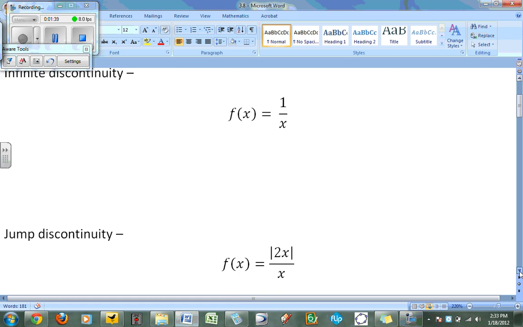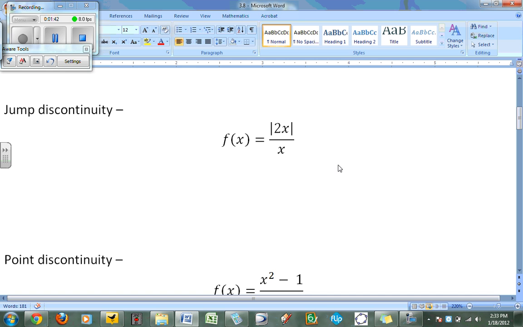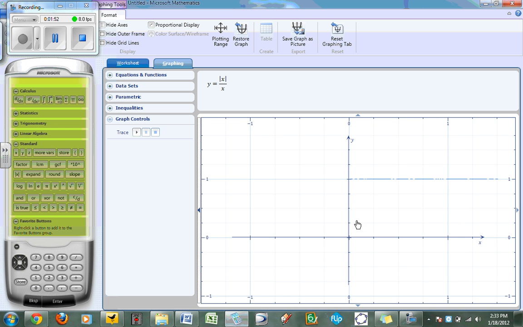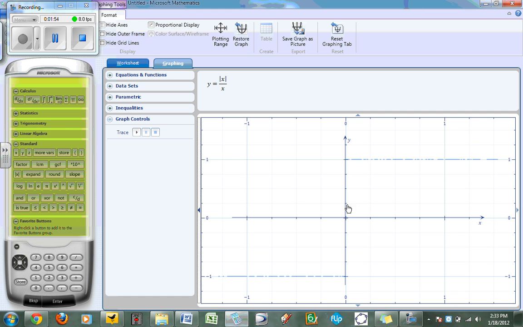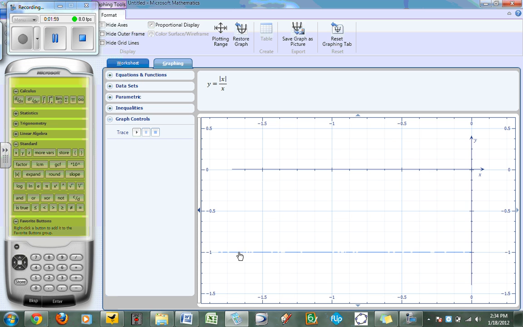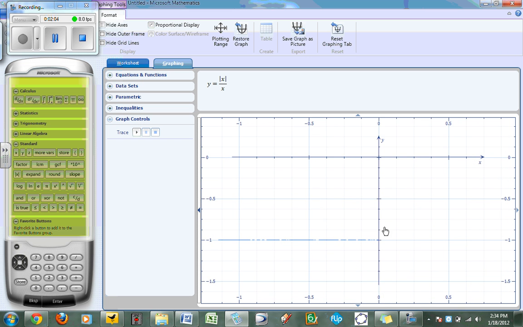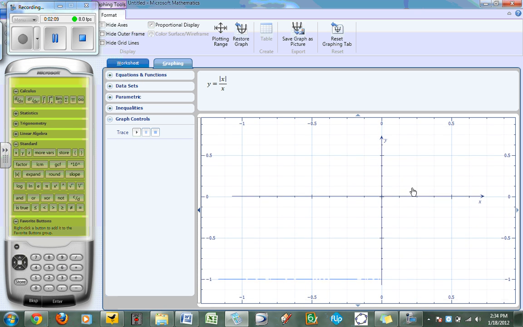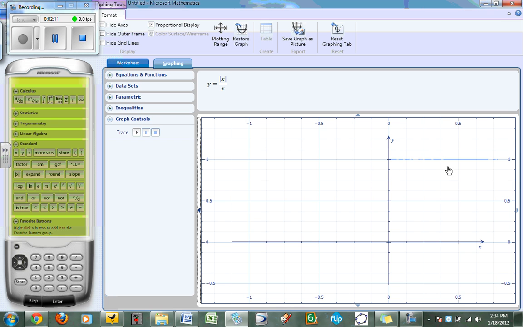Let me scroll down. Jump discontinuity would be something like this. I'll give you an example, and I pulled it up on a graph here. This is an example, absolute value of 2x divided by x. Here's what that graph looks like, and let me zoom in a little bit farther. From the left here, this blue line is going along a straight line, but then all of a sudden when we get to x equal to 0, this line goes from way down here and it jumps up to here, and then it continues and it's all positive. The y values are positive, which makes sense.